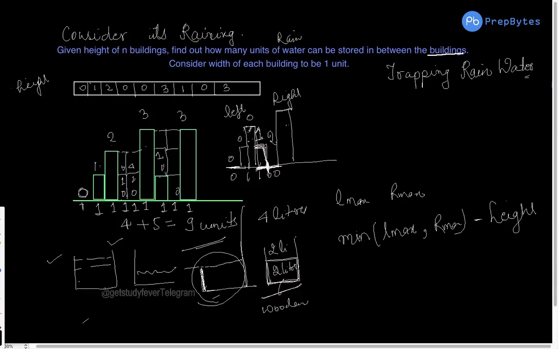So this is how we are going to see what is the unit of water stored around this particular building or around any particular building by this formula. So the total amount of water stored around a particular building is going to be minimum of L max, R max minus height. Now we have to think that for each and every building, how do we get to know the L max and R max, and height of the building we already know. So let's first see a brute force approach for this.